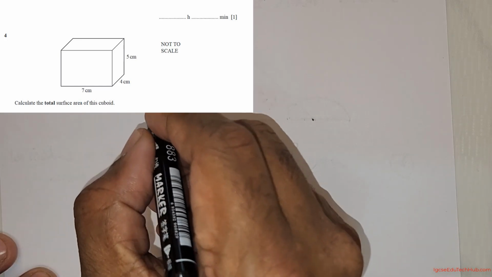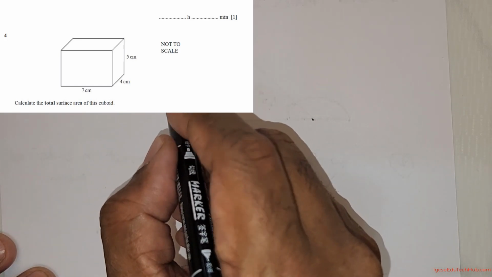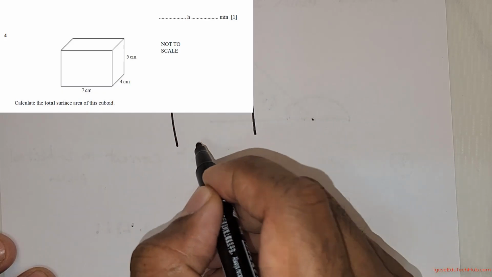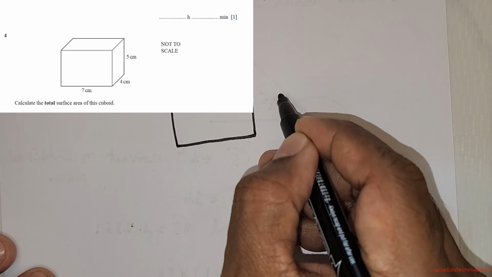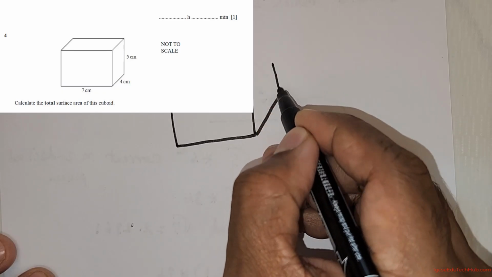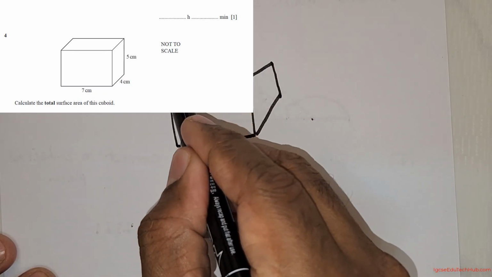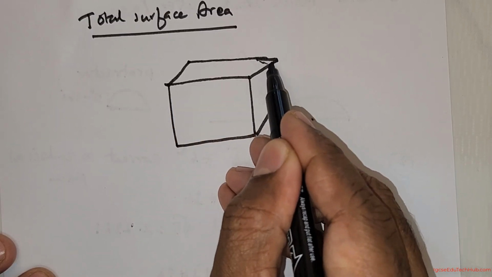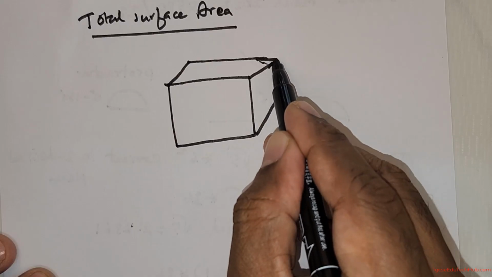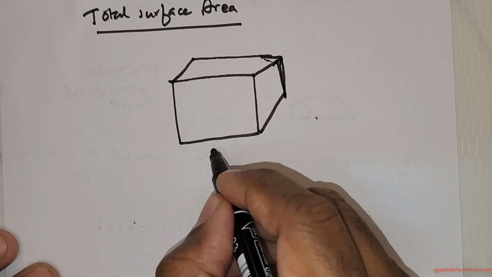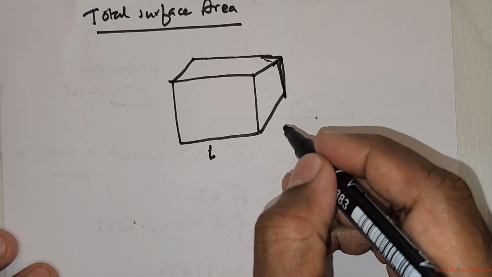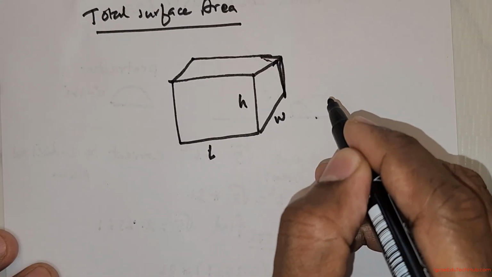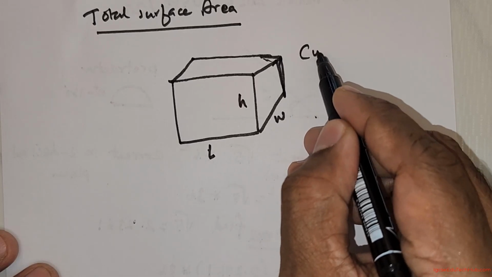Students, this is the next question. We are given a cuboid. Let me draw the cuboid. Okay, this is the approximate figure of the cuboid. So this has got length, this has got width, this has got height. This is a cuboid.